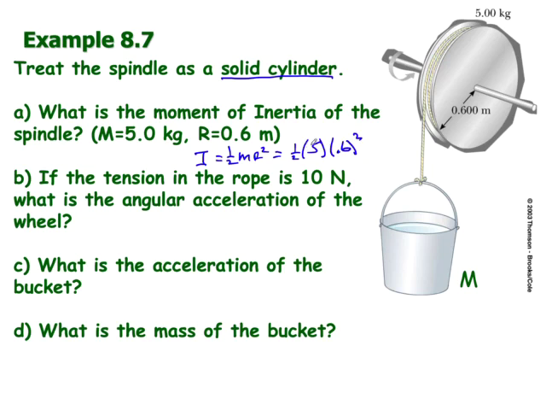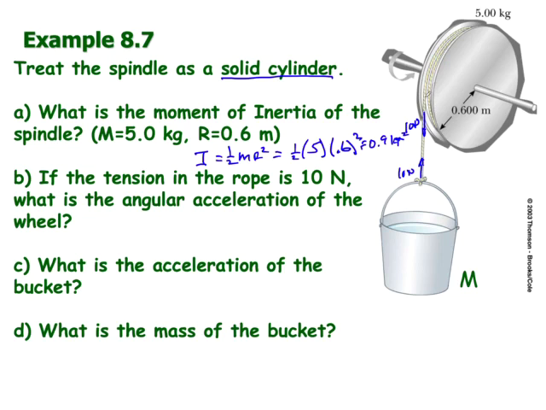1.5 times 0.6. I get about 0.9 is our rotational inertia. Sorry, let me double check the math, just to make sure I didn't make a mistake. Okay, good. If the tension of the rope is 10 newtons, so this time I'm actually going to tell you that the tension over here is 10 newtons, and the tension here is 10 newtons. Remember, tension's the same on both sides.